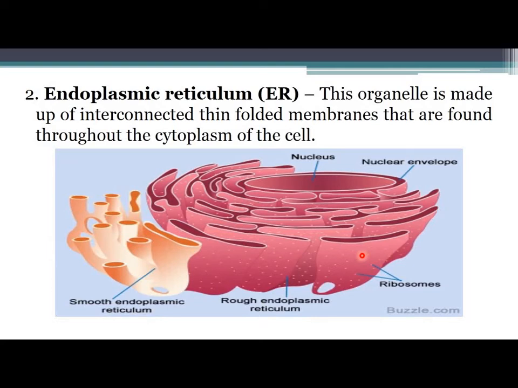Next, we have what we call endoplasmic reticulum or ER. And this organelle is made up of interconnected thin folded membranes that are found throughout the cytoplasm of the cell. We have two types of endoplasmic reticulum. We have rough endoplasmic reticulum, which is bounded with ribosomes. Ito yung rough endoplasmic reticulum, and then meron siyang mga ribosomes embedded sa kanya. And it is where most protein synthesis occur. So, ibig sabihin, nakakapag-produce dito ng protina.